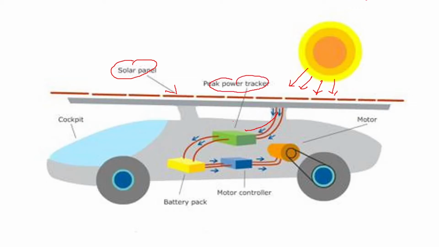This is a peak power tracker here, and then it goes to a battery pack where the battery will be charged, and then the power from the battery will go to the motor controller, and the motor controller is going to give a rotational movement to the rear wheels of the car. So that is how the electrical energy is going to run a DC motor, and that motor is going to produce rotational movement for the wheels.